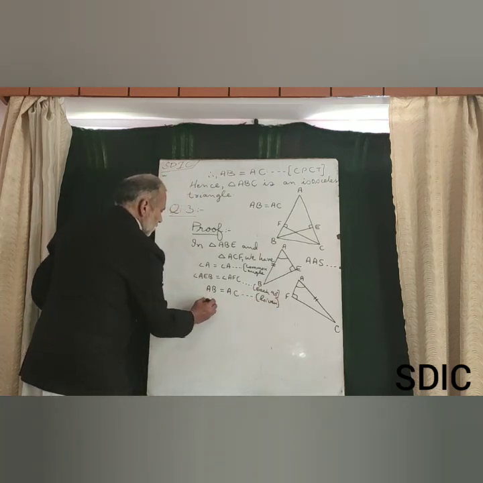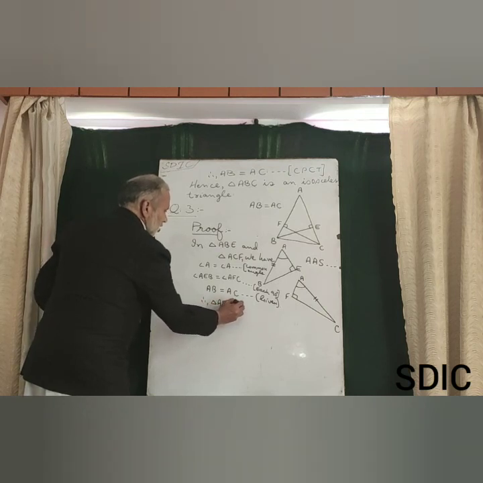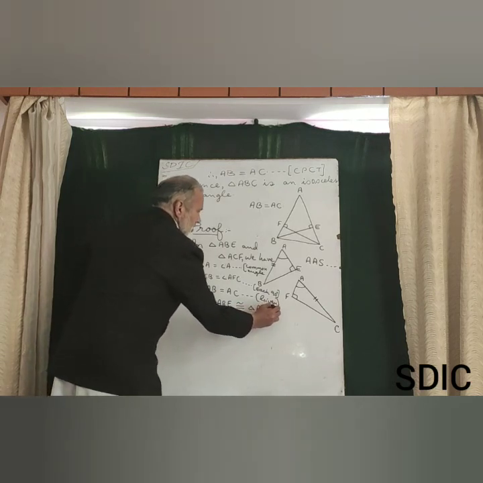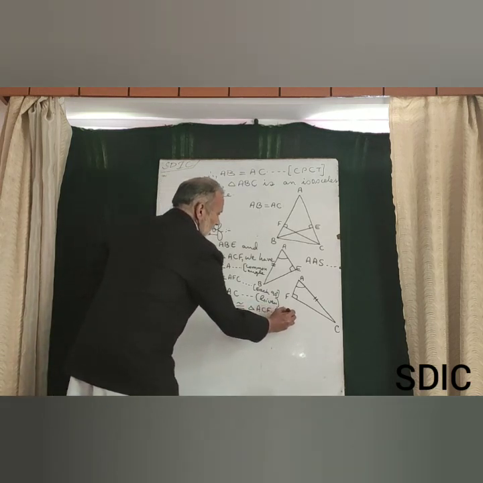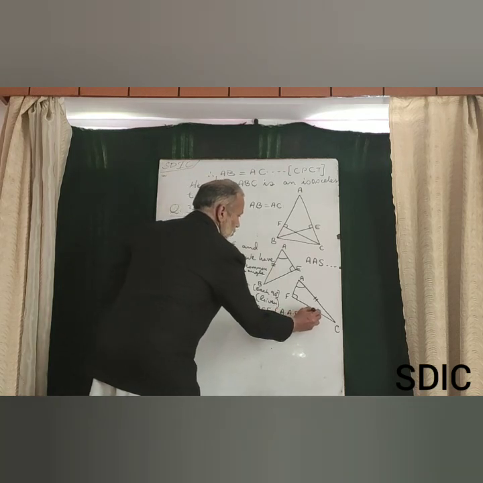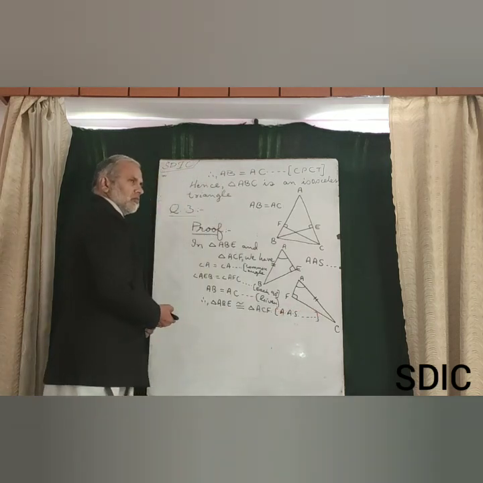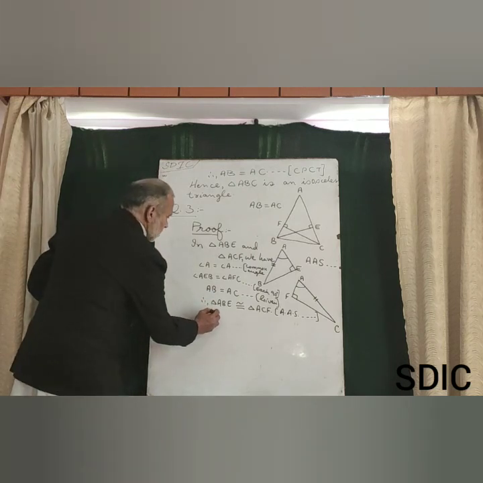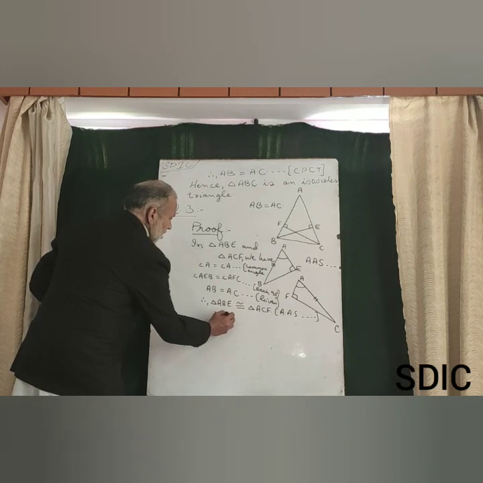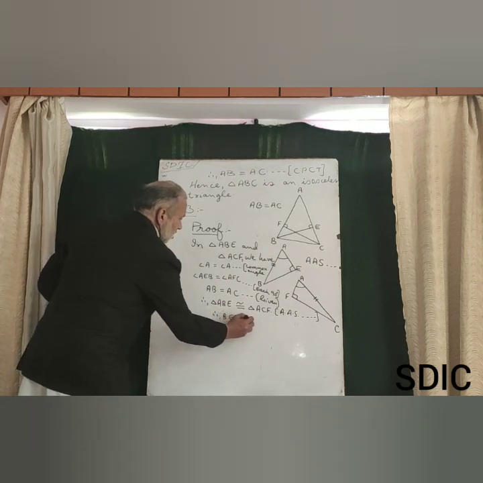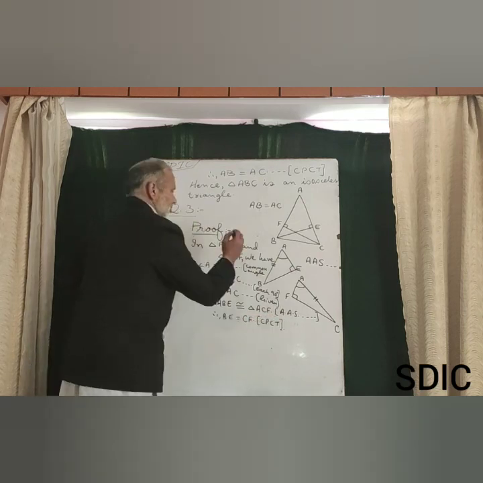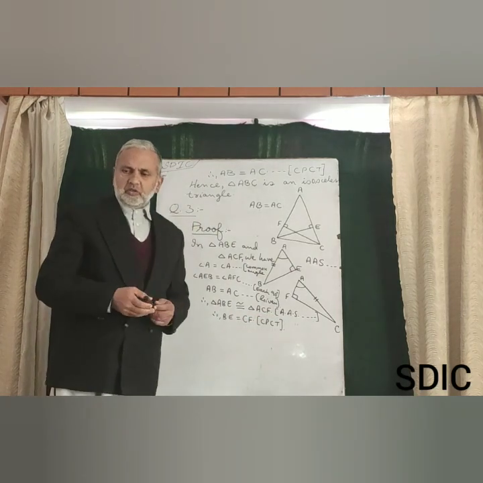We'll conclude, therefore, triangle ABE is congruent to triangle ACF by AAS congruency rule. And then conclude by CPCT that BE is equal to CF. That completes the proof of this question.